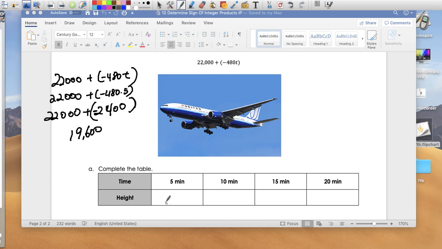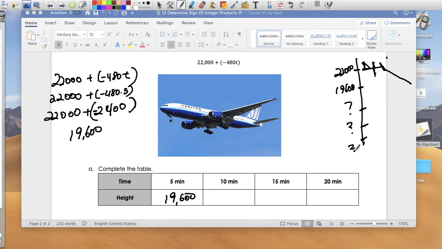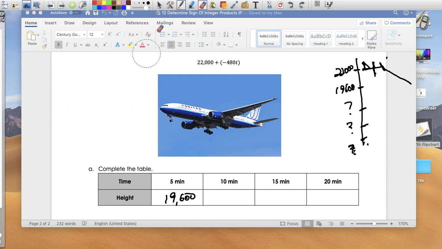So after 5 minutes, where's the airplane? 19,600 feet. Again, if I look at the drawing, if this is 22,000 feet, that's where the airplane is, flying. After 5 minutes, it's now here at 19,600. Then at 10 minutes, we need to find out where he is, at 15 where he is, and at 20 where he is. So let's do the 10 minutes.